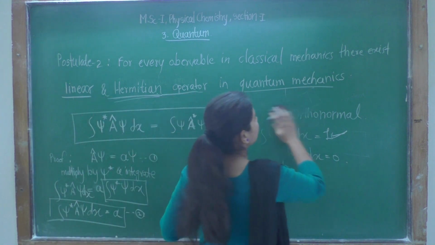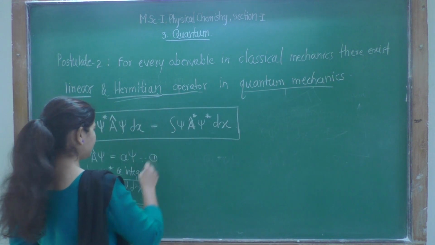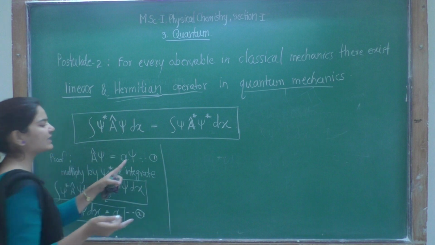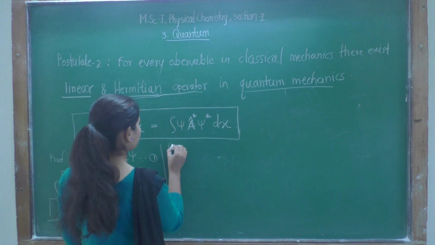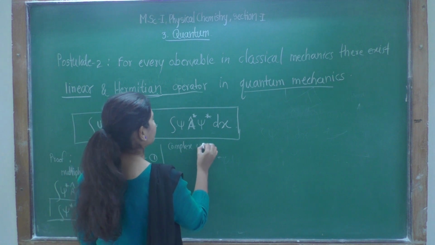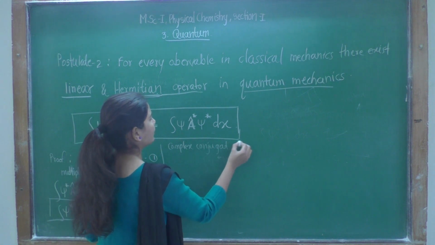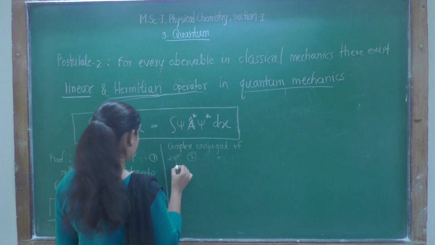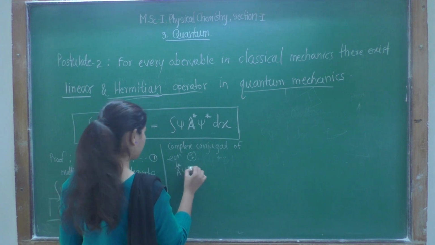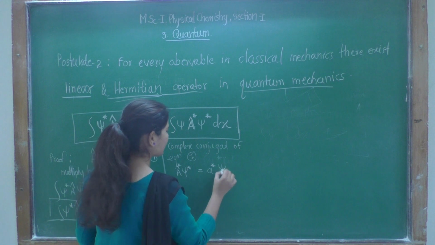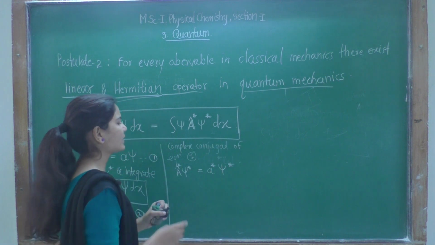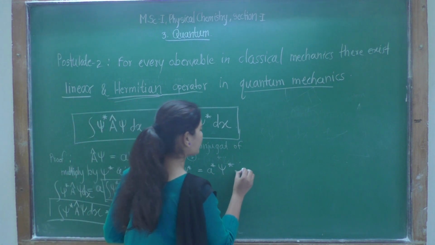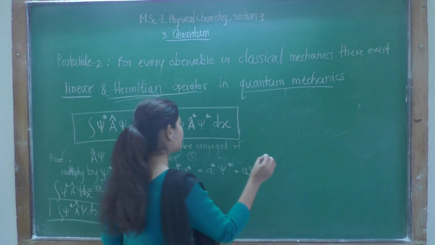Okay. Now let's see another thing. We are taking the complex conjugate of equation number 1. Complex conjugate of equation 1. What will that be? It will be A cap star psi star equals A star psi star. Now what will this be? This is a real number, and we know that the complex conjugate of a real number is the real number itself. So it becomes A psi star.